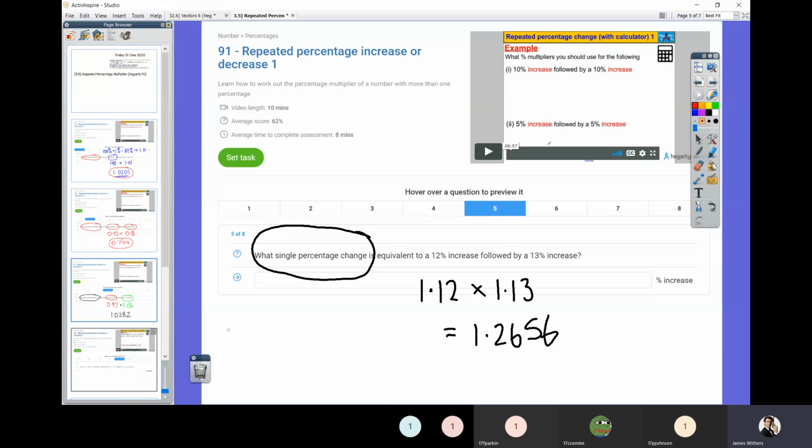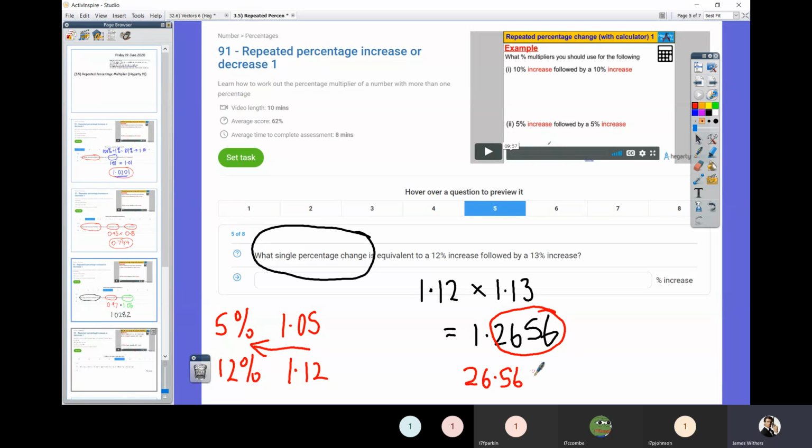Now, remember, if you've got a 5% percentage change, your multiplier is 1.05. If you've got a 12% percentage change, your multiplier is 1.12. So we've just got to go in the other direction. We've got to go from the multiplier to the percentage change. So we've got to get our percentage change out of that bit there. So our percentage change is 26.56.